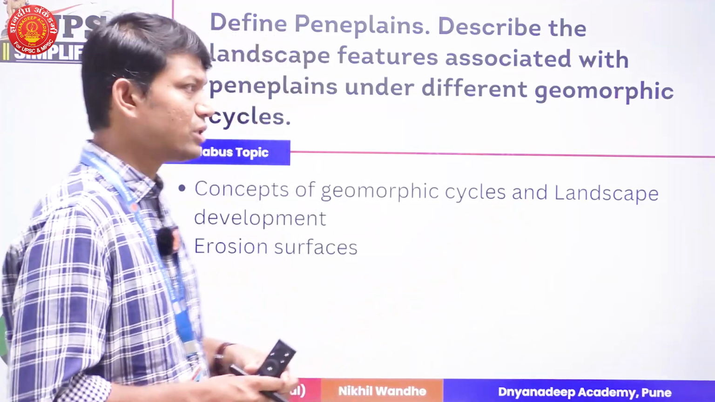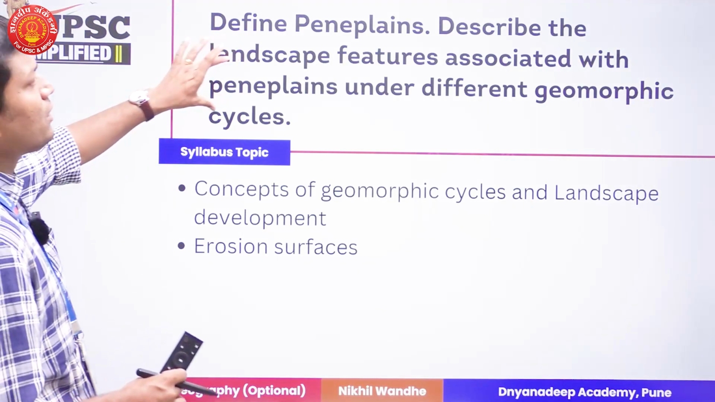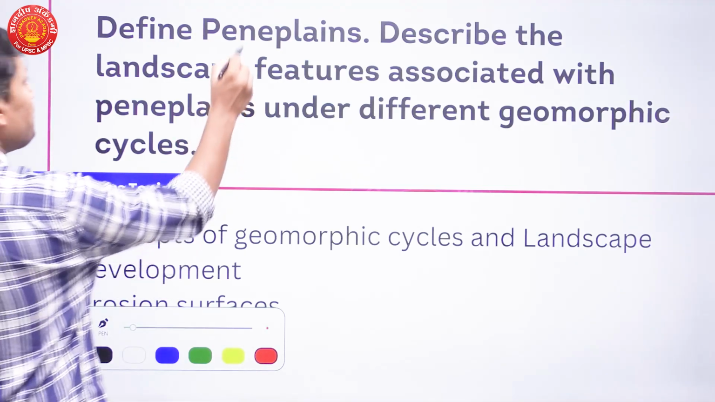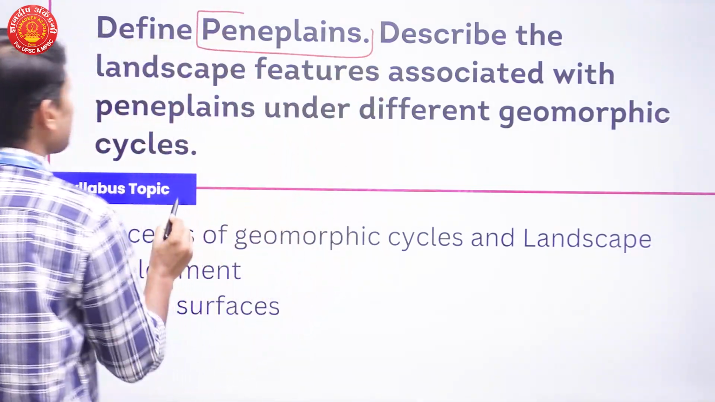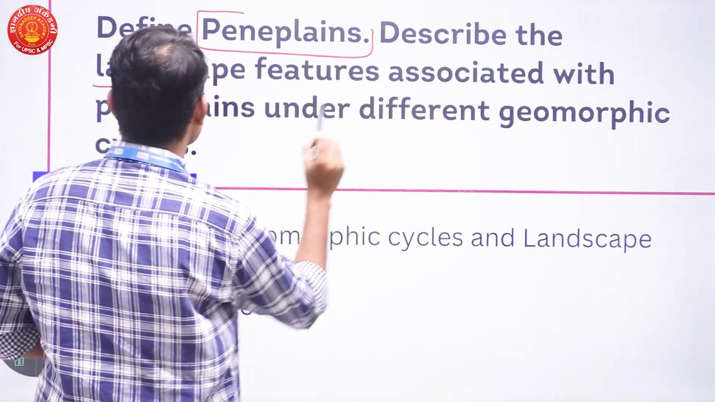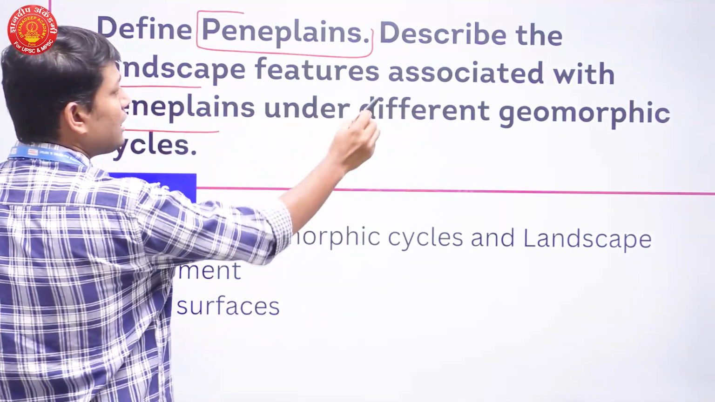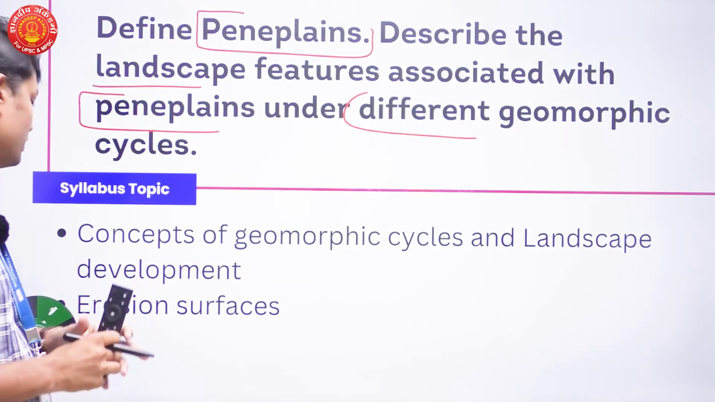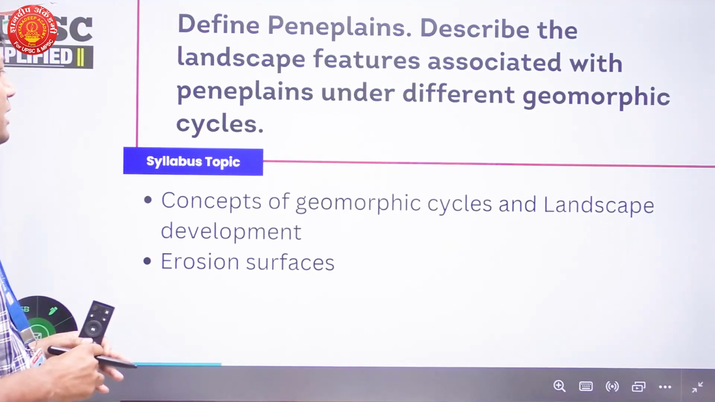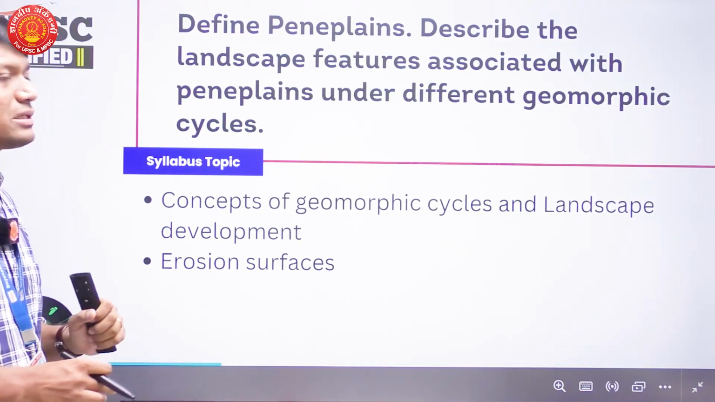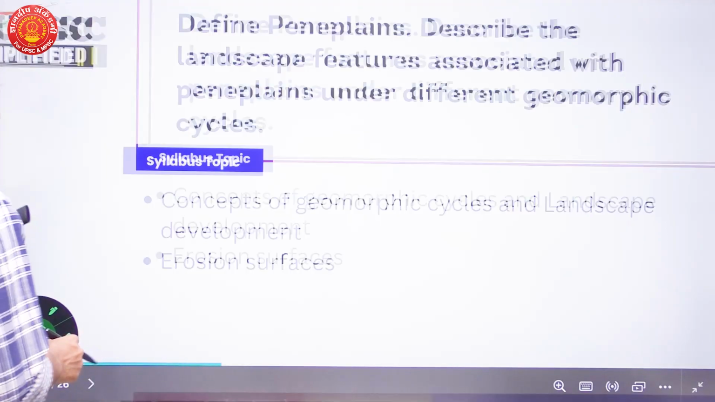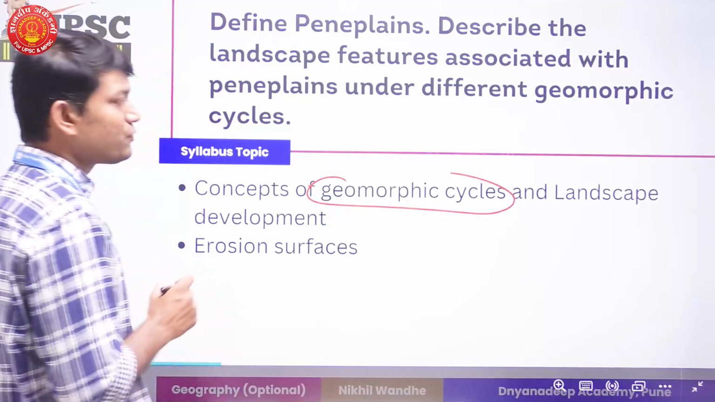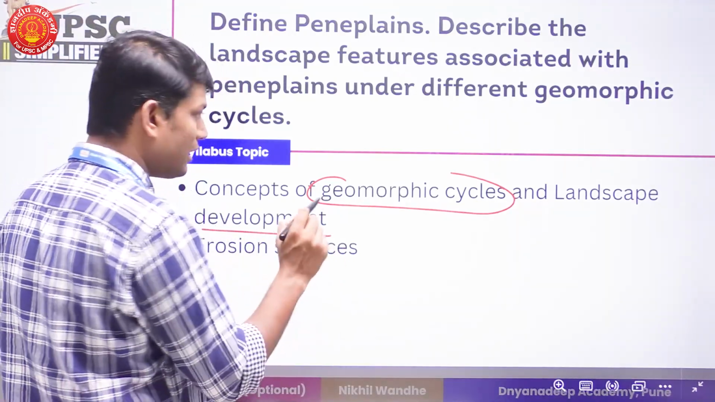Now, coming back to the question, here I have a question from the 2023 geography optional paper. Define peneplains. Describe the landscape features associated with the peneplains under different geomorphic cycles. Now, before I dissect this particular question, let us understand from which topic of the syllabus this question has been asked. If I dive into the syllabus, I have something called concepts of geomorphic cycle and landscape development.